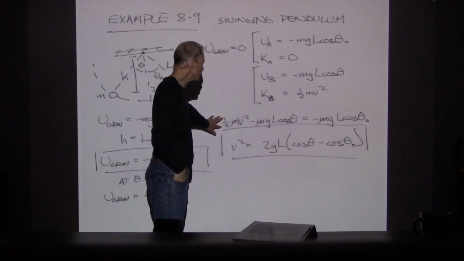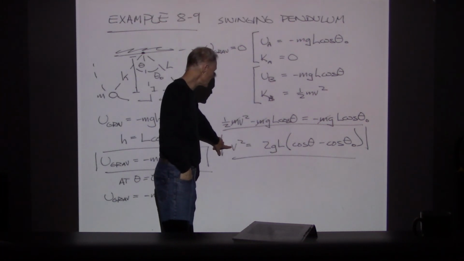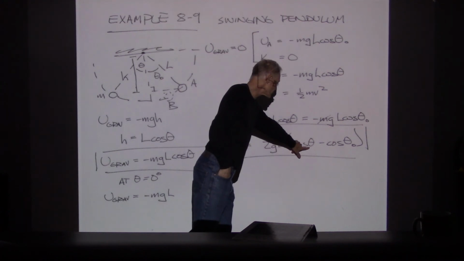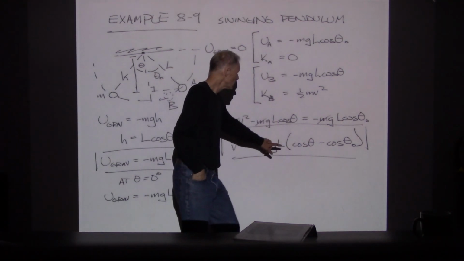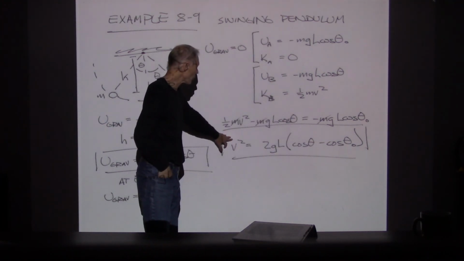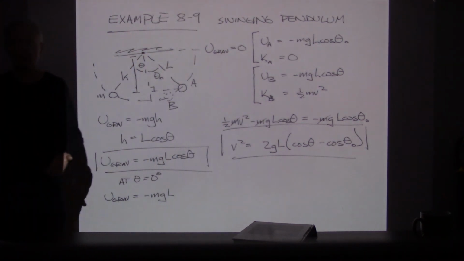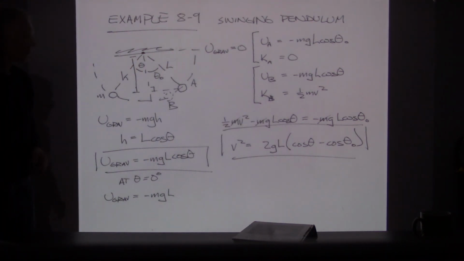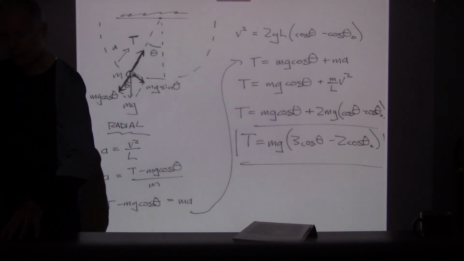We can multiply through by 2. And we end up with a formula that says that the speed as a function of position is equal to 2gL times cosine theta minus cosine theta naught. Now that's v squared, so that would need to be square rooted. But that's the formula that we're ending up with for the speed as a function of theta.